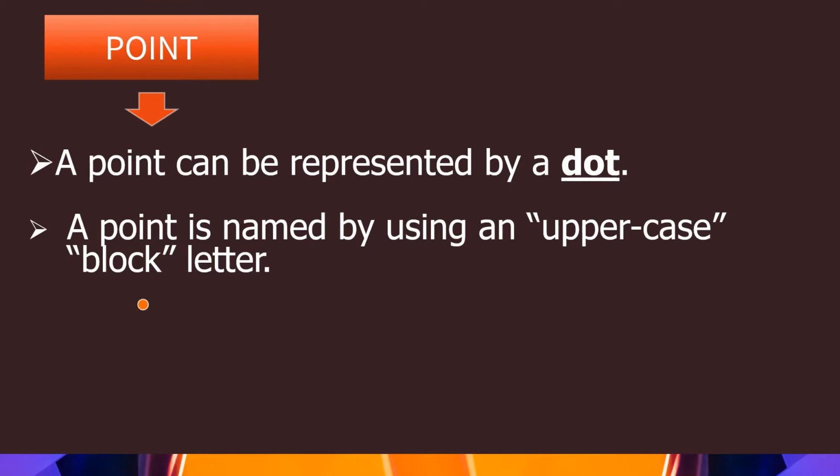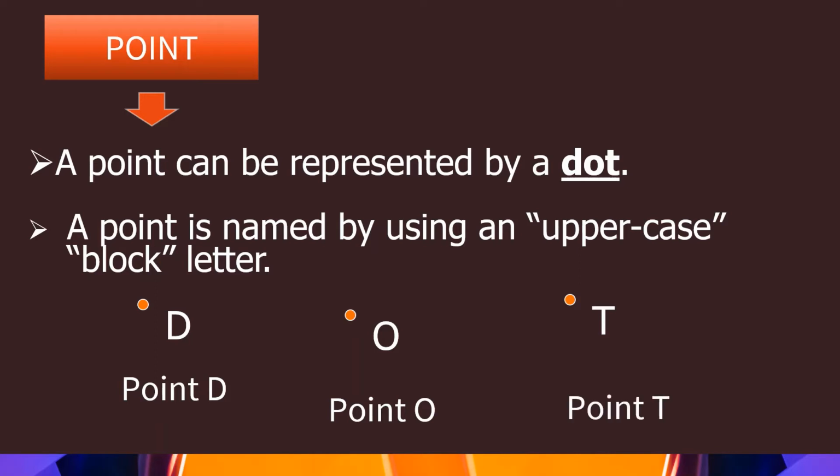So, let's say we have this point. This is called point D. How about this one? Correct. This is point O. And this one? Yes, it is point T.